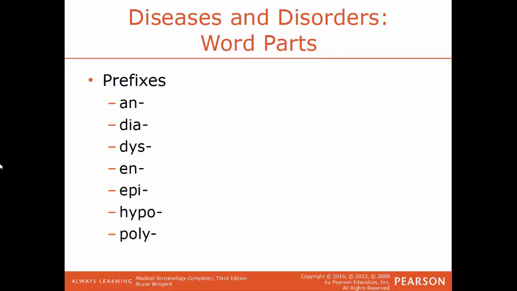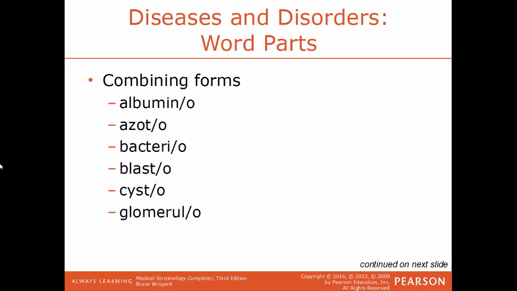All right, now I'll talk about some diseases and disorders in the word parts. We'll start with our prefixes. An means lacking or without. Dia means complete or through. Dys means painful. The prefix en means in or within. Epi means above. Hypo means below. And poly means many.